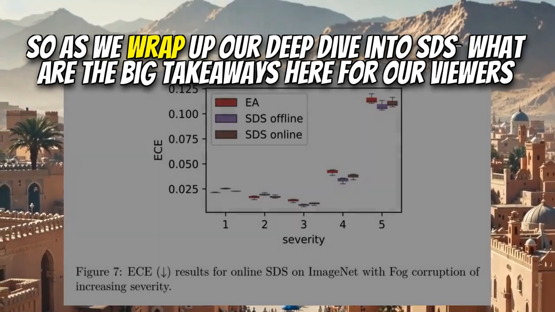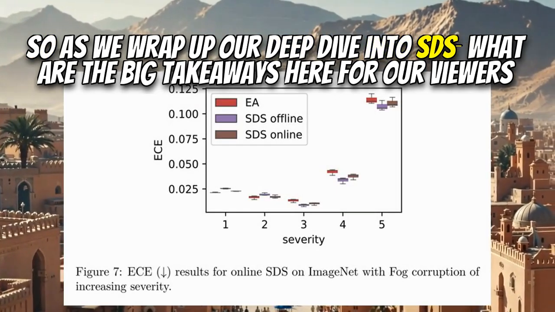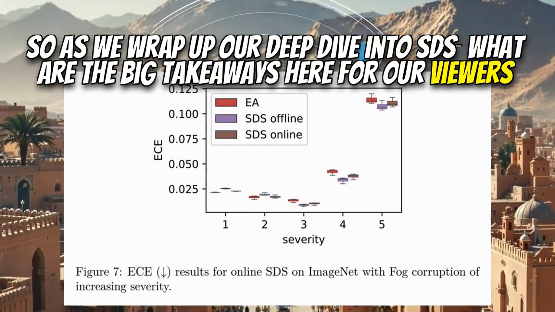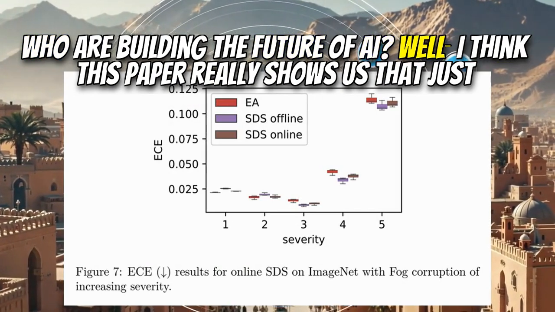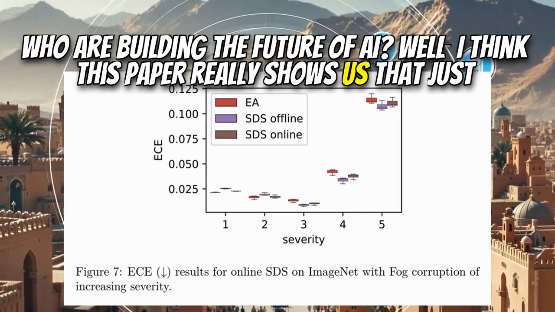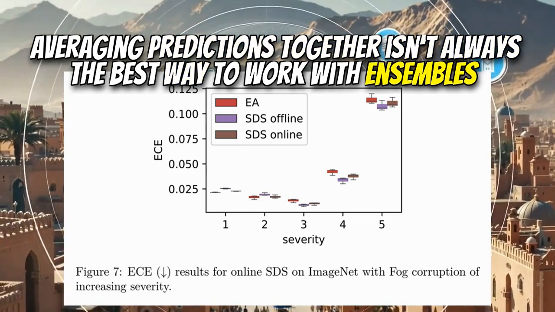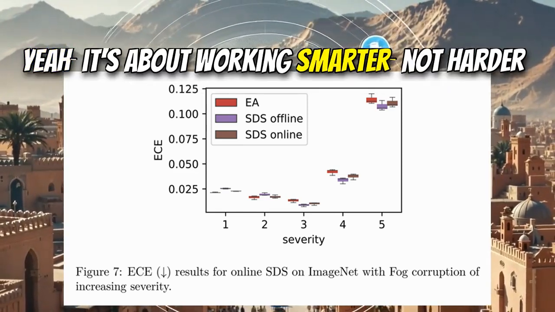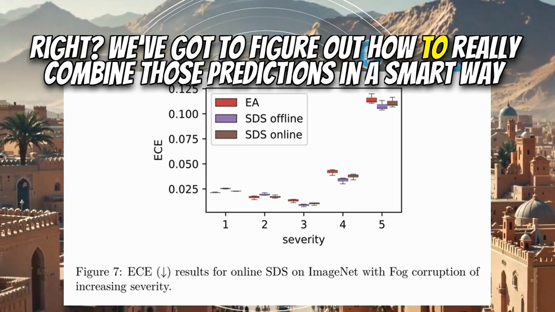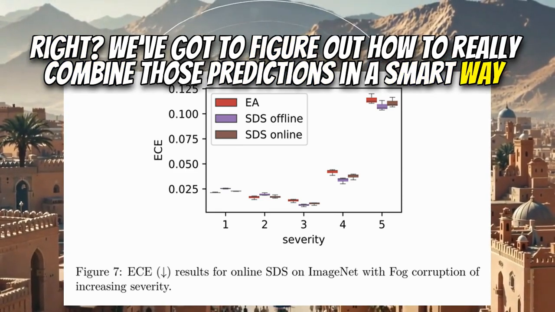All right, so as we wrap up our deep dive into SDS, what are the big takeaways here for our viewers who are building the future of AI? Well, I think this paper really shows us that just averaging predictions together isn't always the best way to work with ensembles. Yeah, it's about working smarter, not harder, right? We've got to figure out how to really combine those predictions in a smart way.